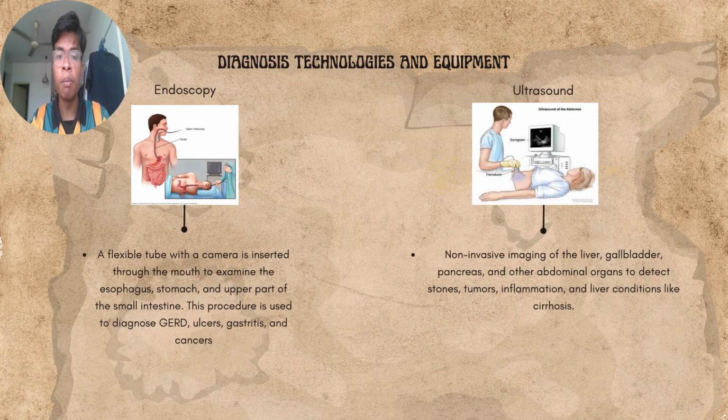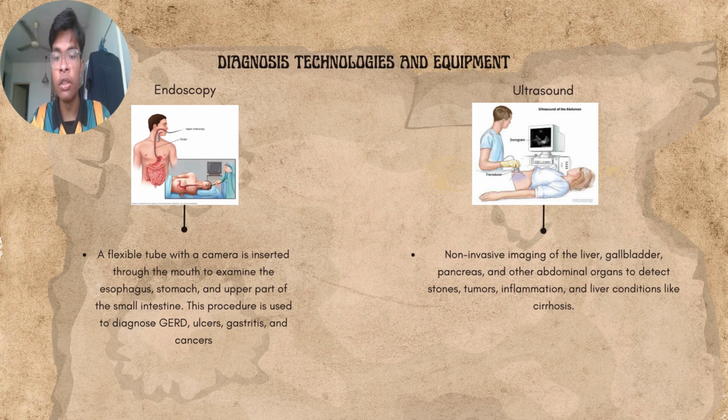Now, I would like to talk about the diagnostic technologies and equipment that doctors use to help us identify the type of health problem we have regarding the digestive system. One of the technologies is endoscopy. I'm sure many of you have heard of this equipment before. Endoscopy is a flexible tube with a camera that is inserted through the mouth to examine the esophagus, stomach, and upper part of the small intestine.